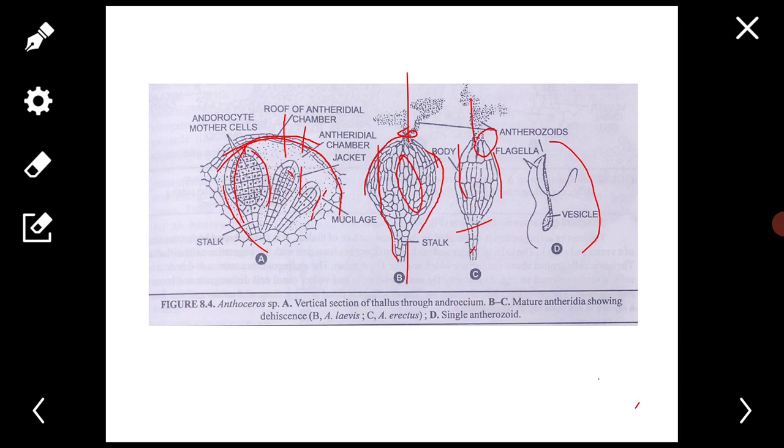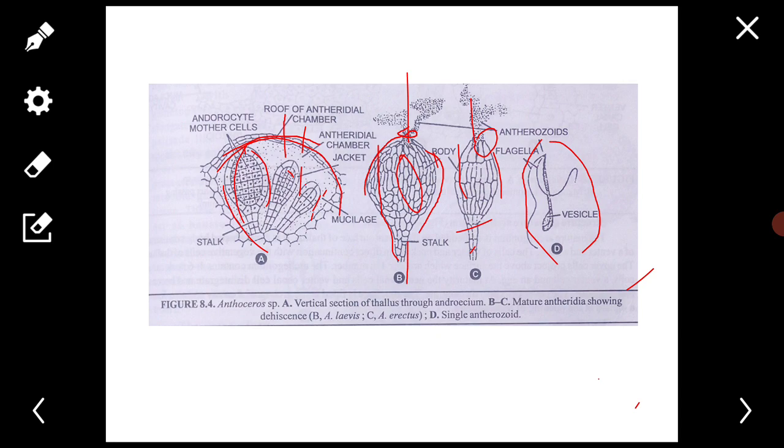The androcytes spread and metamorphose into biflagellate, small, rod-shaped or slightly curved antherozoids. They swim in the film of water over the surface of the thallus.